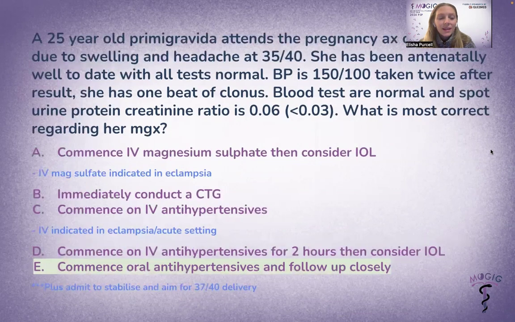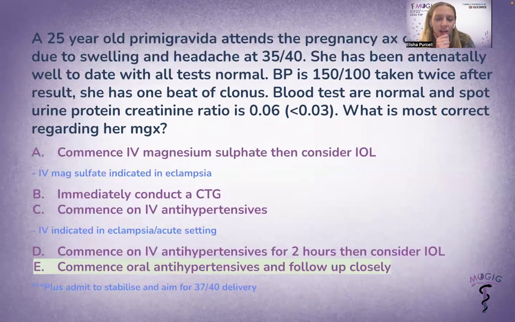So the answer to this one is E, and I'm just going to quickly run you through why it's E. First of all, it's not A, because IV magnesium sulfate is indicated in eclampsia. What this stem is trying to tell you is that this patient has preeclampsia. So IV magnesium sulfate is only indicated in eclampsia.